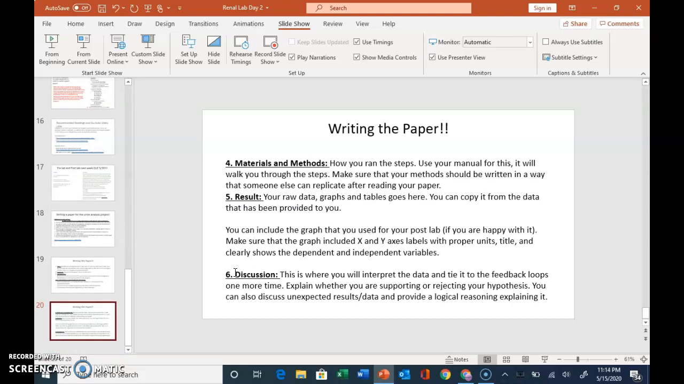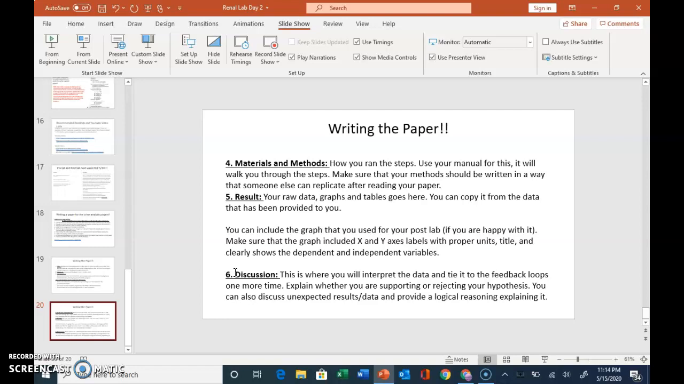Then materials and methods. This is nothing but a short explanation of how you did the steps, how you performed the experiments. Although you didn't perform the experiments, your lab manual is a very good source because it is written pretty well. So if you just follow the steps and write those in your own words, that should suffice. Make sure that you write the methods in a way that someone else can actually read through and replicate the experiment if required.